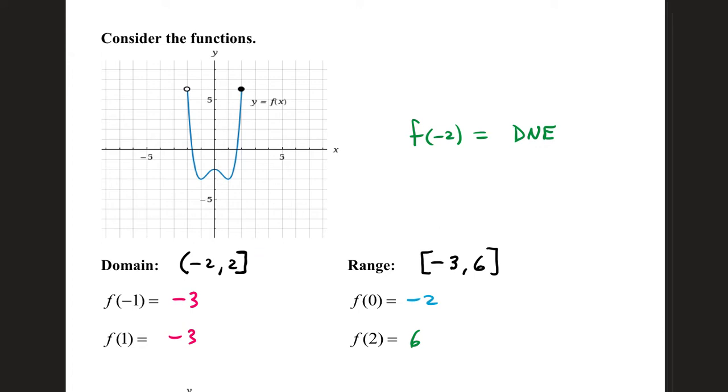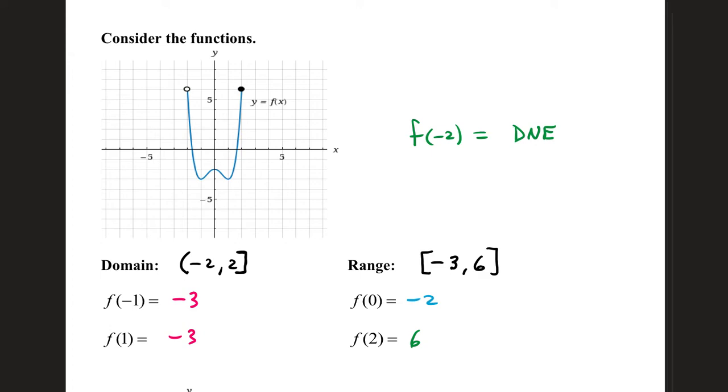When you're trying to determine domain and range for a graph of a function, ultimately you're looking for the leftmost and the rightmost x values, and we've located those. If your graph doesn't count that value, use parentheses. If it does, use a bracket.